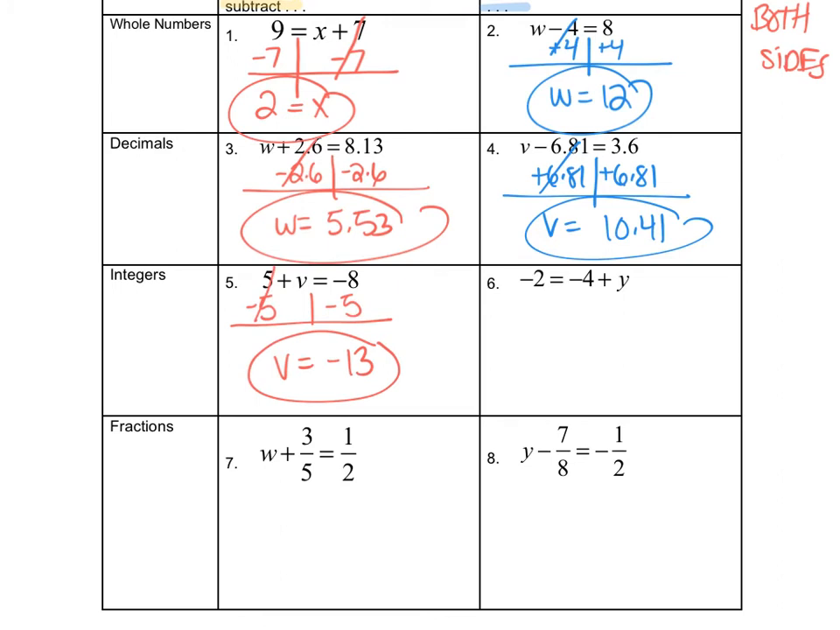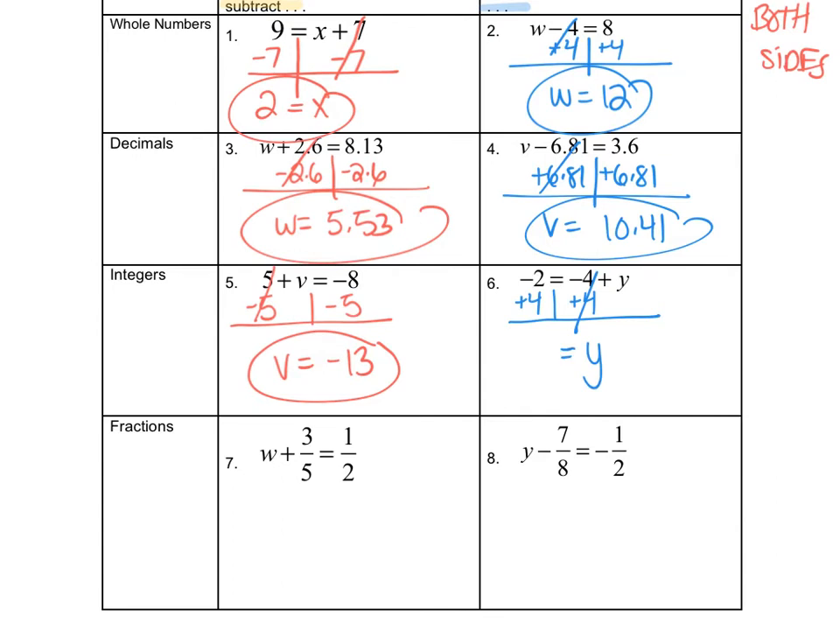In the adding column, notice we have negative 2 equals negative 4 plus y. Now, what is happening to y? Y is being added by a negative 4. But in order to get rid of the negative 4, because it is negative, we are going to have to add 4 to both sides. And the reason we have to add 4 is because the 4 is negative, so we have to make it positive in order to clear it.